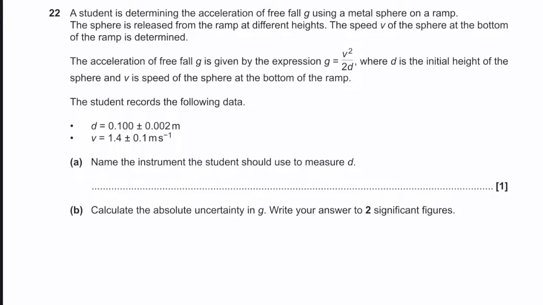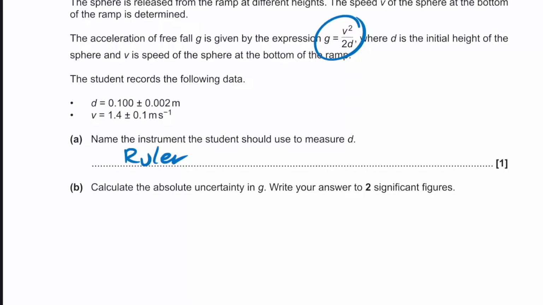22. A student has determined the acceleration of blah. The acceleration is given by that, where d is the initial height of the sphere. The student records the following data, with uncertainties. Name the instrument the student should use to measure d. Well, it should be a ruler. Calculate the absolute uncertainty in g.